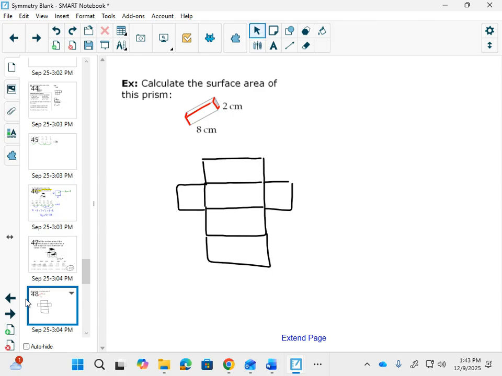Can you imagine if I took the shape that's there and I cut it where the red lines are and opened it up and laid it flat? Does it make sense that it would make this shape?